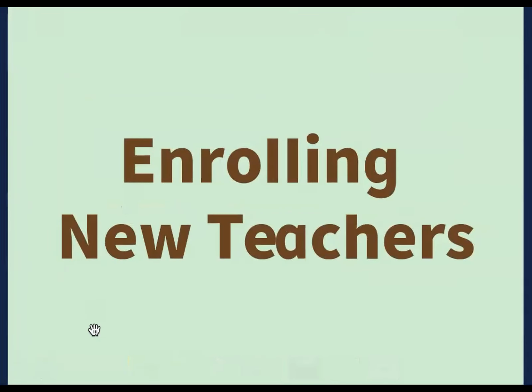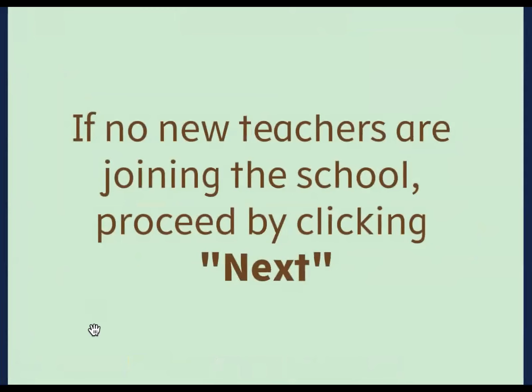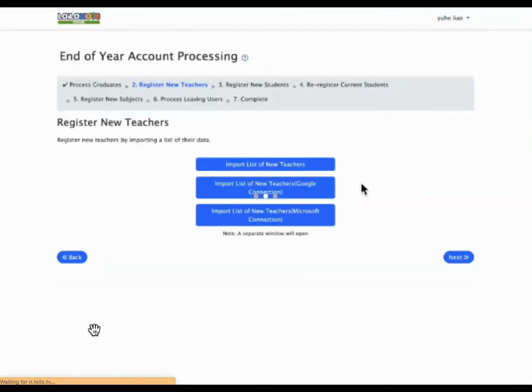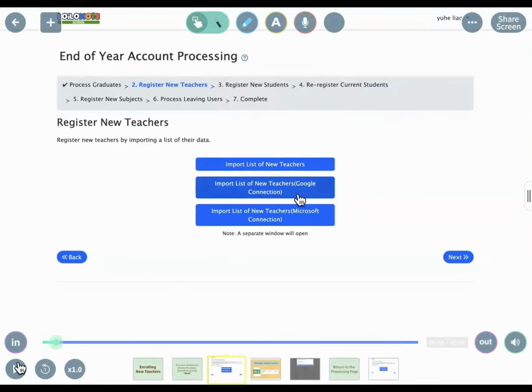Again, if this year you don't have any new teachers coming in, you don't have to do this one as well, but we're going to explain in detail. If no new teachers are joining, proceed by clicking Next. But if you have new teachers and you're using LoiLoNote ID, please click on import list of new teachers. If you're using Google connection, choose the second one. If you're using Microsoft connection, use the third one. We're going to demonstrate how to register with a Google account.